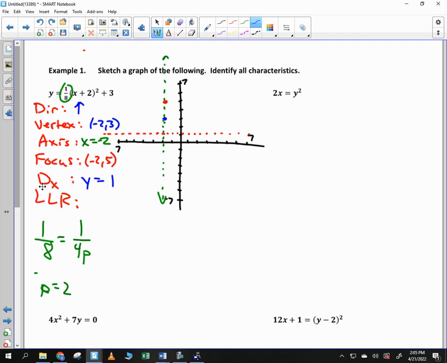Finally, the length of the latus rectum. That is how wide to make my parabola. I take the absolute value of 4 times P. What is P? 2. So what's the absolute value of 4 times 2? I get 8. So that means that the parabola is 8 units wide at the focus. So I'll move 4 units on each side of the focus. 1, 2, 3, 4. 1, 2, 3, 4. So now I know how wide to make my parabola. So I'm going to go ahead and now sketch my parabola so that it goes through those spots and heads on up.